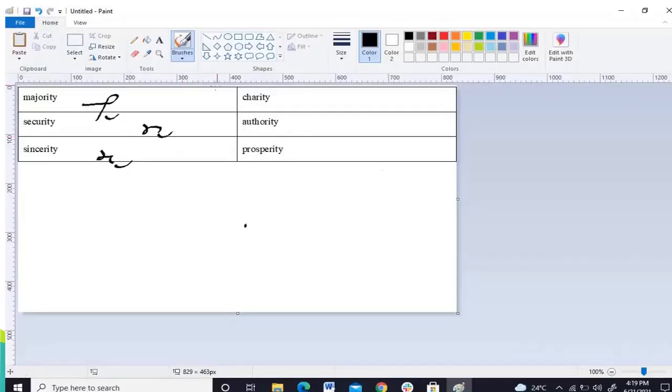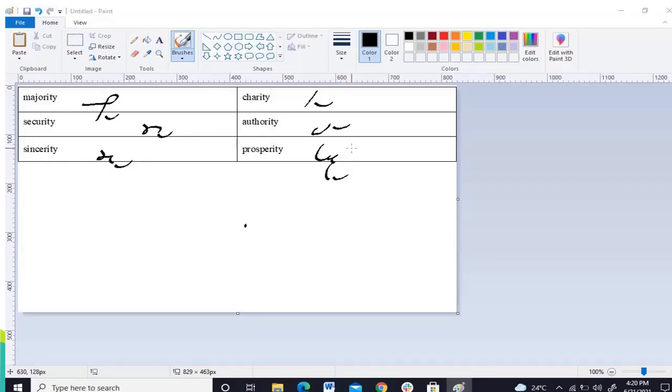So for our charity, we have "char", C-H-A-R. So we have CH. Our "char" is CH, and then "riti". So CH, "riti". Okay? Next, authority. So we have "author": O and then TH and then "riti". So authority. Next, prosperity. So we have "prosp", P-R-O-S-P, and then "riti". Prosperity. Okay? So those are our "riti" words.